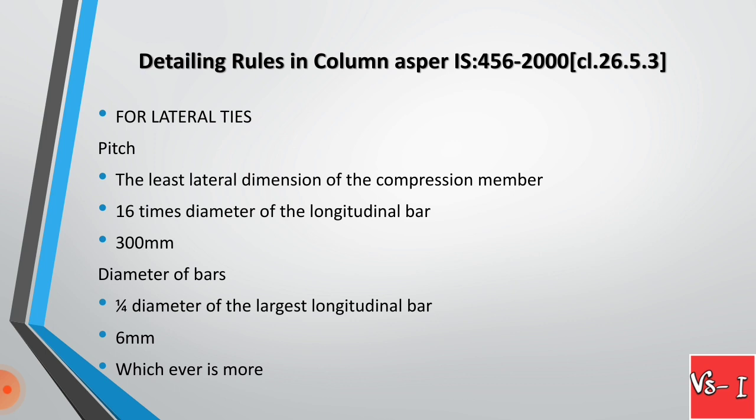Next rules are for the lateral ties pitch: the least lateral dimension of the compression member, 16 times the diameter of the smallest longitudinal bar, 300 mm. For the diameter of the ties: one fourth the diameter of the largest longitudinal bar, or 6 mm, whichever is more.